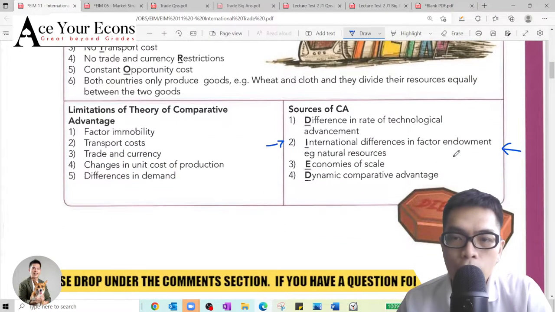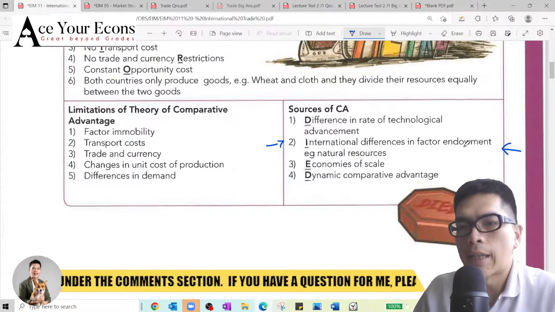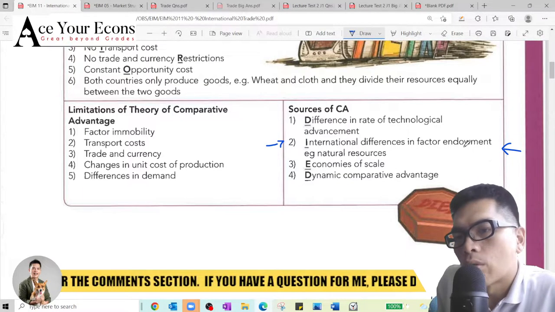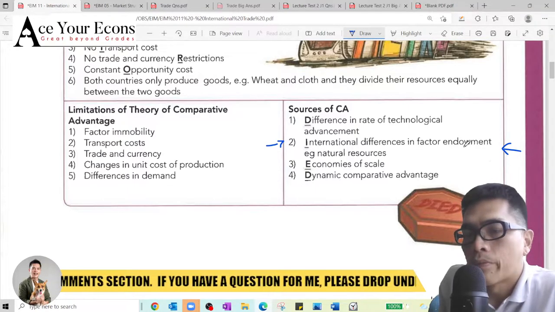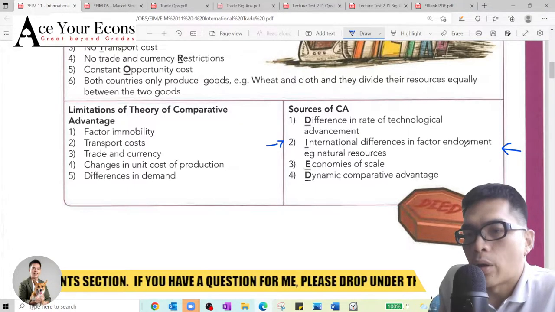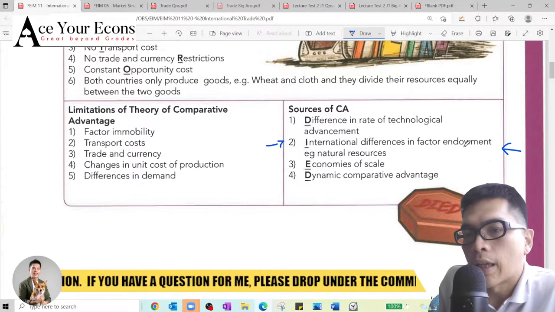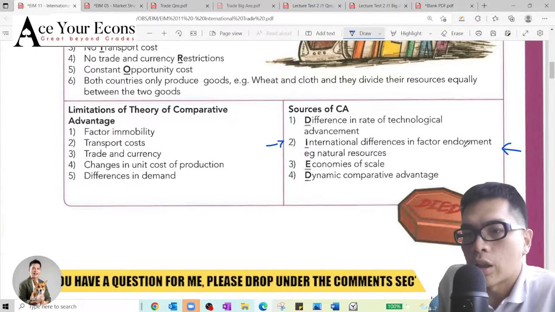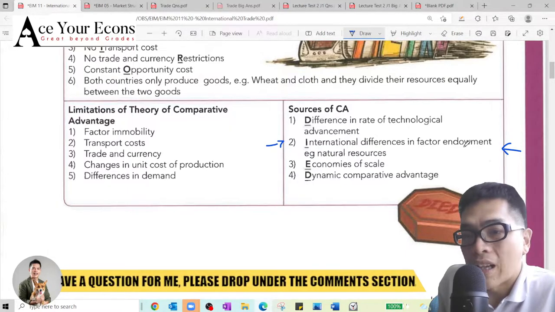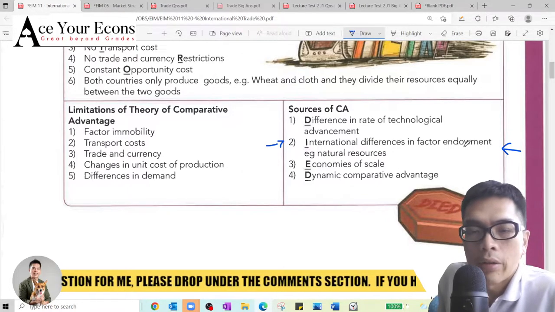If a country is relatively endowed with land, a lot of land space, then they are likely to have a lower opportunity cost in agricultural production. If a country like Singapore is endowed with high-skilled workers, then in that case we are likely to have comparative advantage in accounting services, law services. This is how we want to deduce.